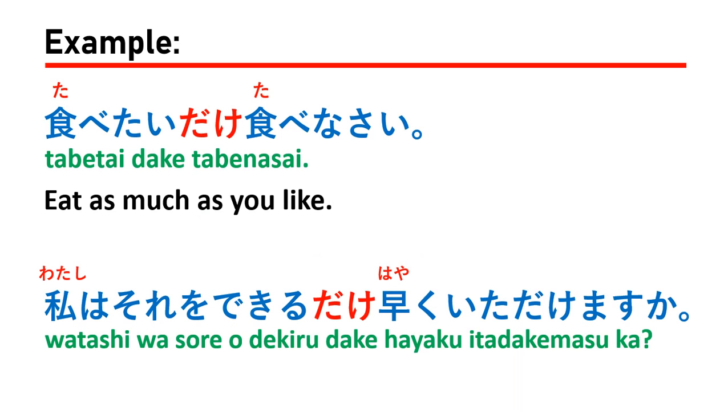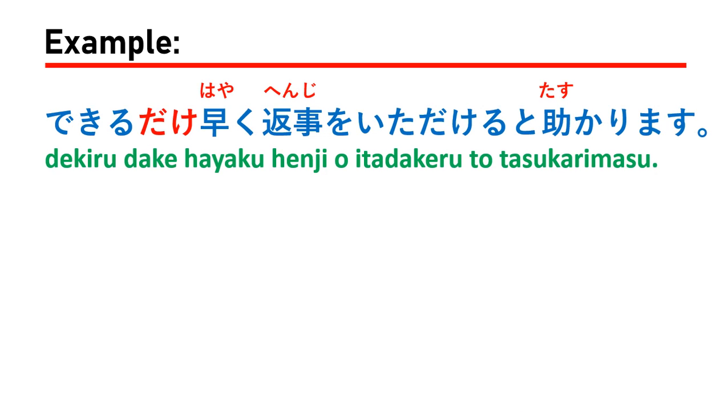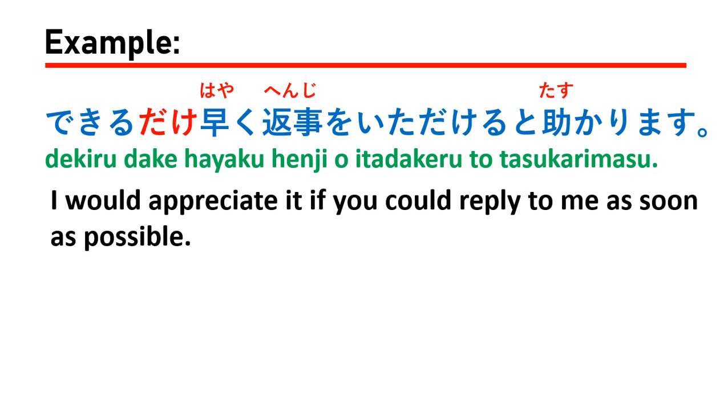私はそれをできるだけ早くいただけますか？Which means, would I be able to get that as soon as possible? The next example. できるだけ早く返事をいただけると助かります。Which means, I would appreciate it if you could reply to me as soon as possible.